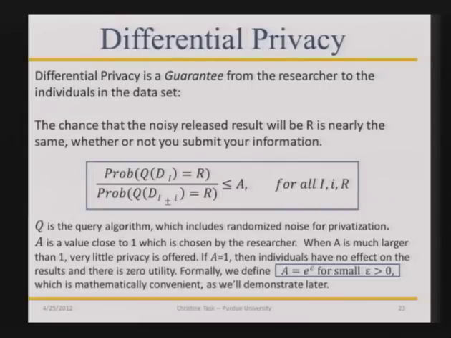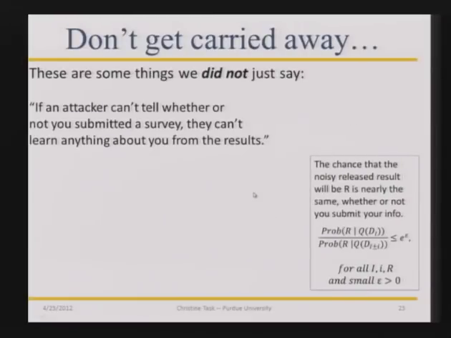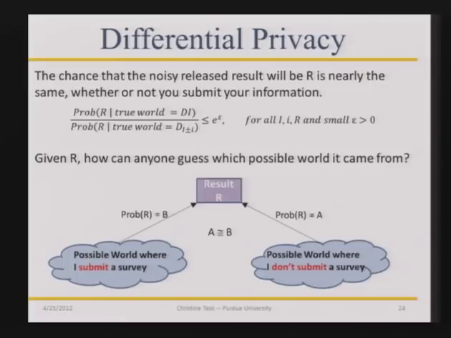Okay. So, mathematically, what we're saying is that the probability that Q over the data set, the true data set, equaling R, is very close to the probability of Q over the data set plus or minus one person, equaling R. What does that mean? That means the chance that the result R came from the world in which I submitted the survey versus the possible world where I didn't submit the survey is very similar. Both worlds have a similar probability of producing R. Given R, I can't really trace back and figure out which world it came from. Given R, I don't know whether or not I submitted a survey.